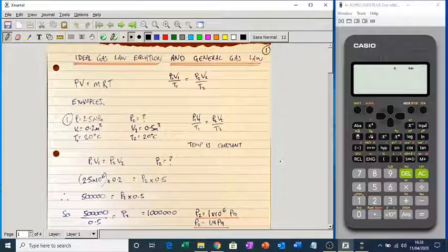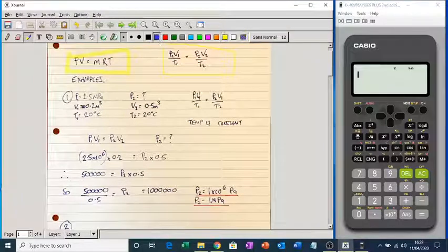Some examples on using both laws now. So PV equals mRT and P1V1 over T1 is P2V2 over T2. There will be a sheet somewhere with these questions on, so these are the workings out. Number 1, P1 is 2.5, V1 is 0.2, and T1 is 20. We might have to convert that soon to Kelvin.